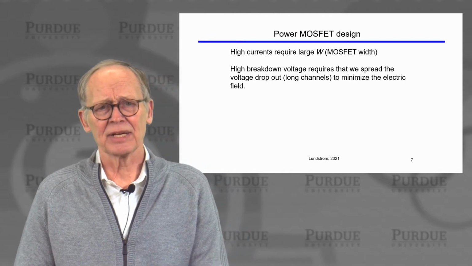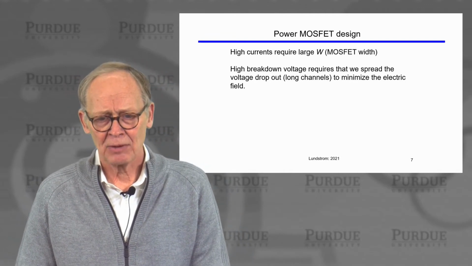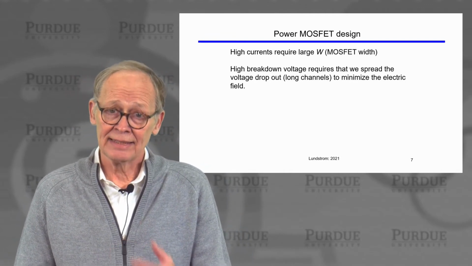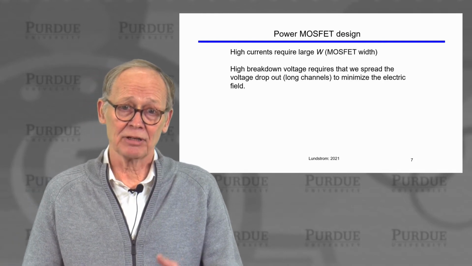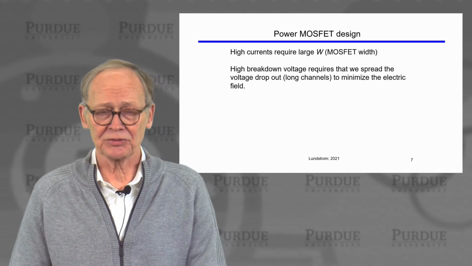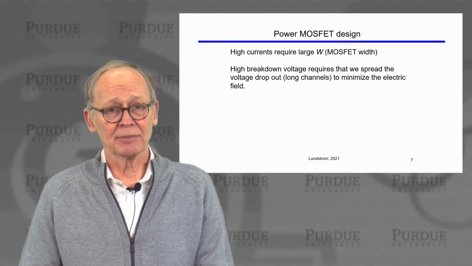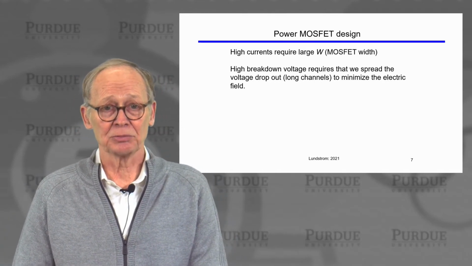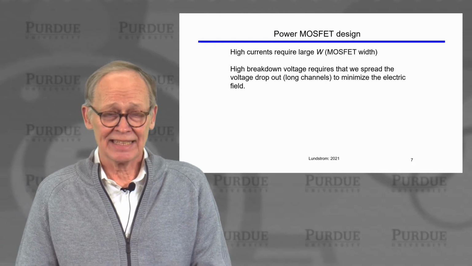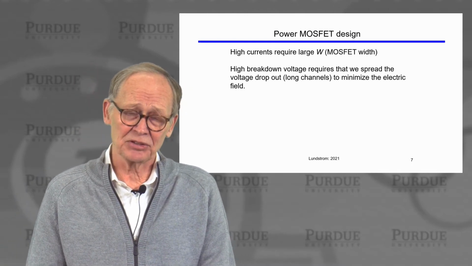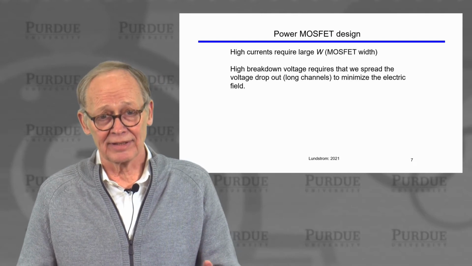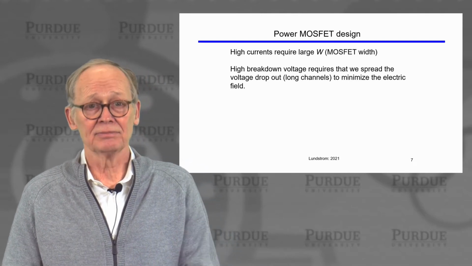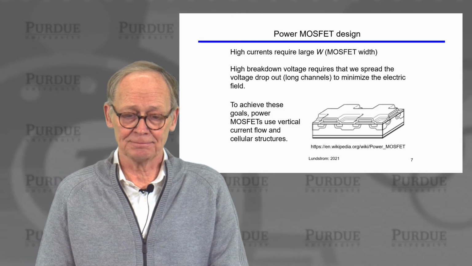We talked a little bit about a power MOSFET and what the main considerations are there. We would like it to conduct high currents. We get a lot of current by having a lot of width to the MOSFET, but we would like it to be able to sustain high voltages before it breaks down. And in order to sustain high voltages, you have to spread things out over a long distance to lower the average electric field so that the semiconductor does not break down.